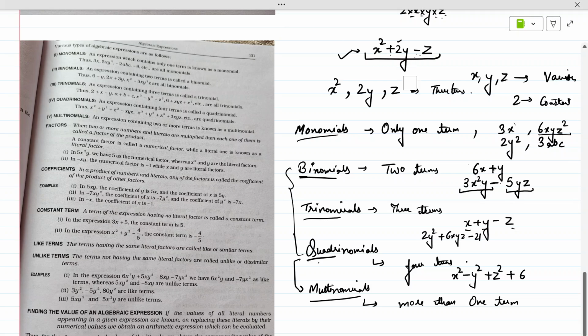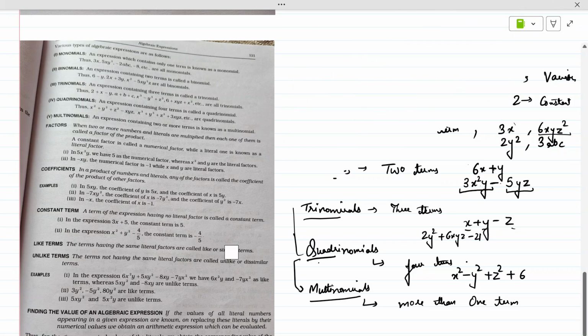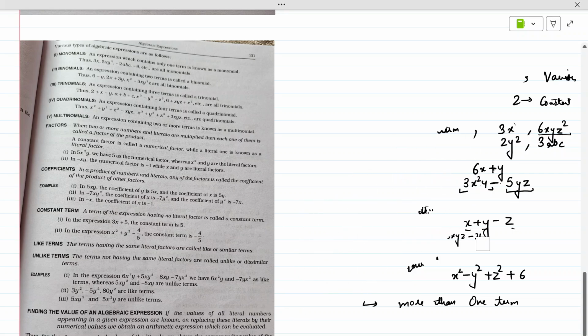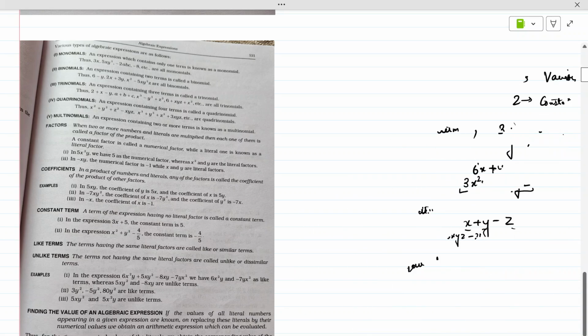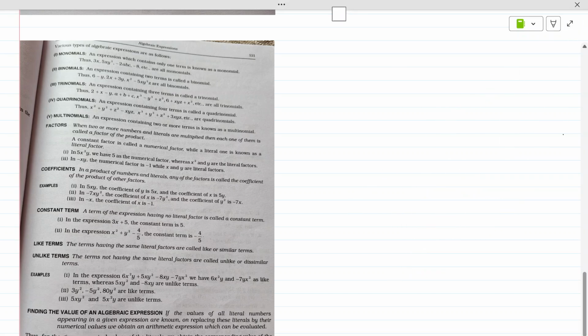Now, the next concept in algebraic expressions is factors. Like in the case of numbers, where we have done factors, similarly in the case of algebraic expressions also, we have factors. Let us see what the factors are here. First of all, I am taking normal numbers. I'm taking the number 15 here. What are the factors of 15? 5 is one factor of 15, 3 is another factor of 15. That means if I multiply 5 and 3, I will get 15.